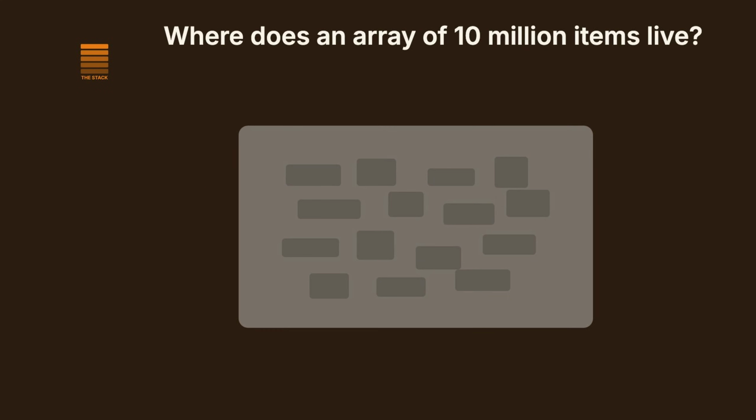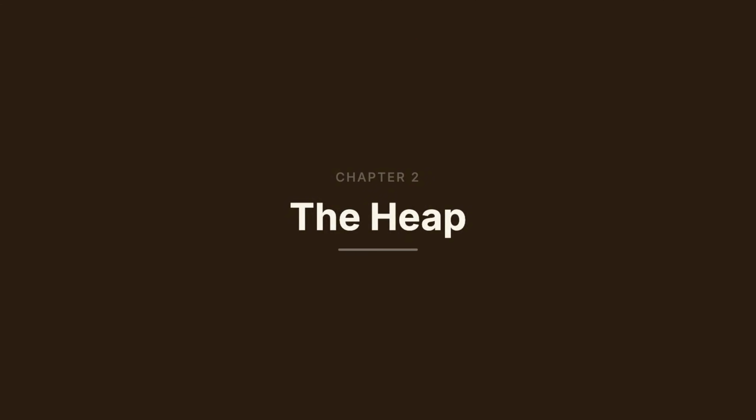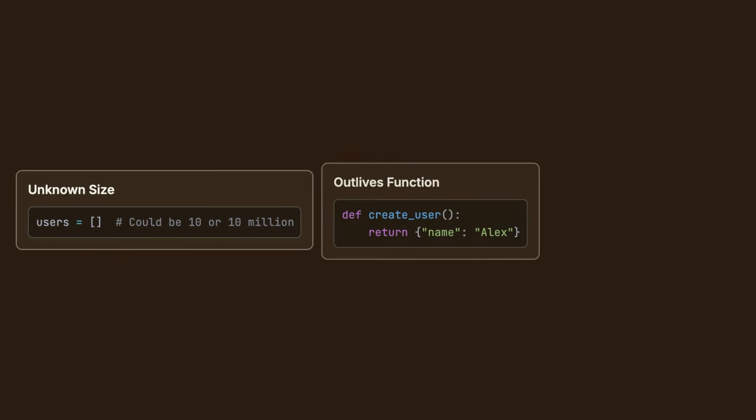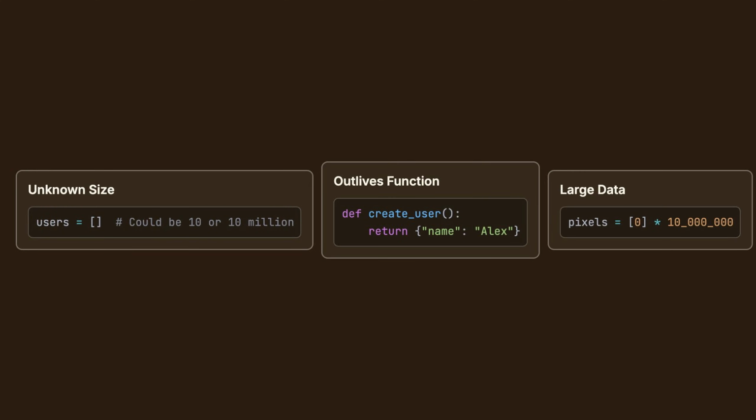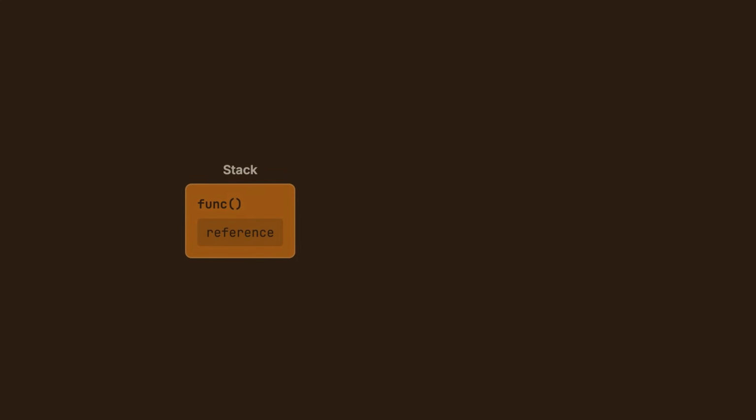So where does large data live? Where do objects survive after a function returns? The heap. The heap is a large pool of memory. It can grow to use most of your available RAM. Unlike the stack's neat ordering, heap allocations are scattered. You request space, the system finds a free block, and gives you its address. You use the heap when you don't know how much space you need until runtime, when data needs to survive after the function returns, or when it's too large for the stack.